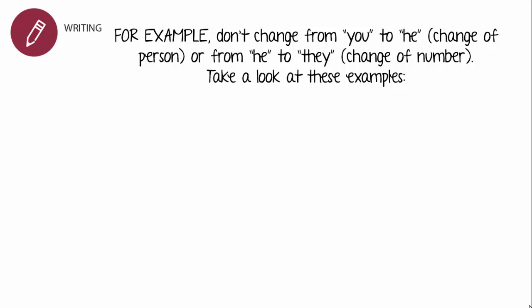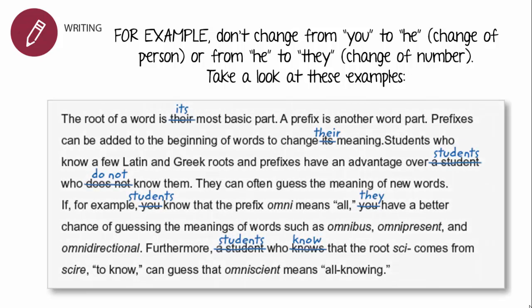Now let's take a look at these examples. This is a paragraph and the writer has corrected the pronouns. In the first sentence, it says the root of a word is its most basic part, but the writer had put there in the beginning. There was wrong because I'm talking about the root of a word. It is the correct pronoun.